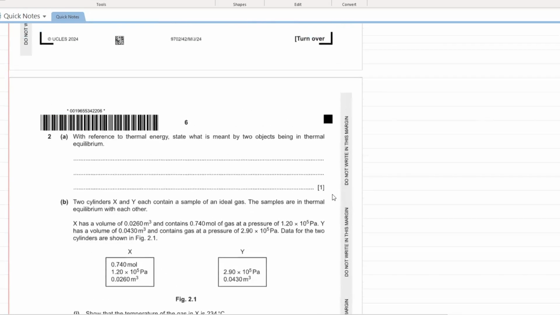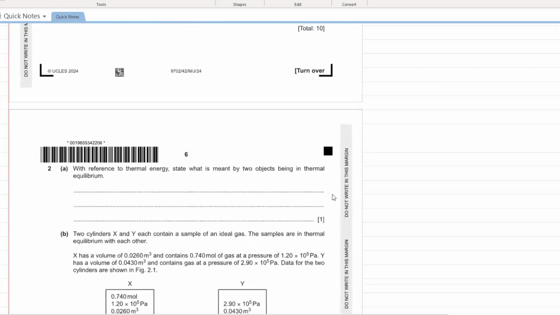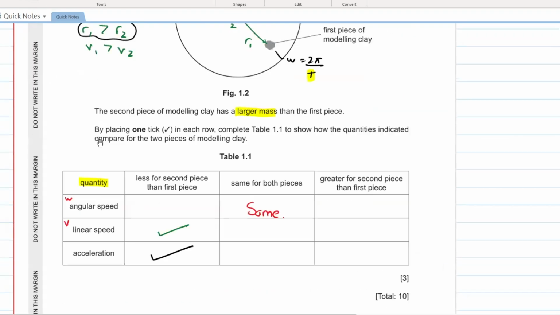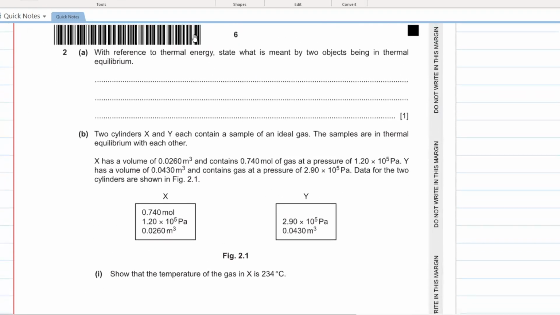Now, for the students that have joined just now, we are doing May June 2024 Paper 4 Variant 2. So take out this paper if you can. Let's see this. With reference to thermal energy, state what is meant by two objects being in thermal equilibrium.